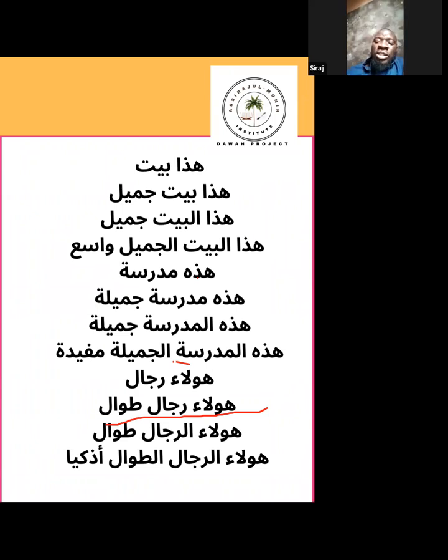Now look at the one that follows. Ha'ula'i ar-rijalu tiwalun. You know that ar-rijal cannot go with tiwal because ar-rijal is mubtada, tiwalun is khabar. So when you now have ha'ula'i ar-rijal, it means sifa and mawsuf. So ha'ula'i ar-rijal means these tall men. Tiwalun are tall. Now you have ha'ula'i ar-rijalu tiwal. Ha'ula'i is talking about the tall men.